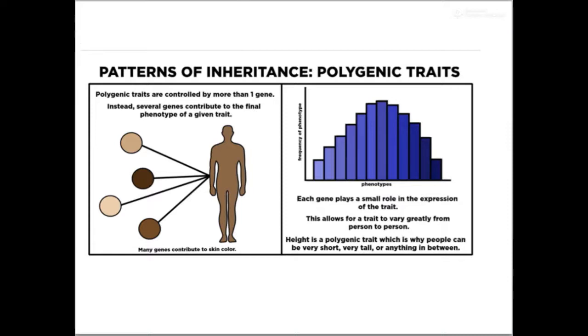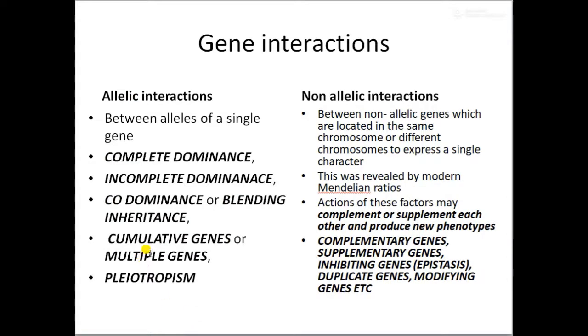Now, height, as we mentioned earlier, is a polygenic trait, and that is the reason why some will be extremely tall, some will be short, or sometimes the offspring will be in between, or highly variant. So that is an example of a polygenic trait. So this is an example of a gene interaction. As we can see, multiple genes are involved here.